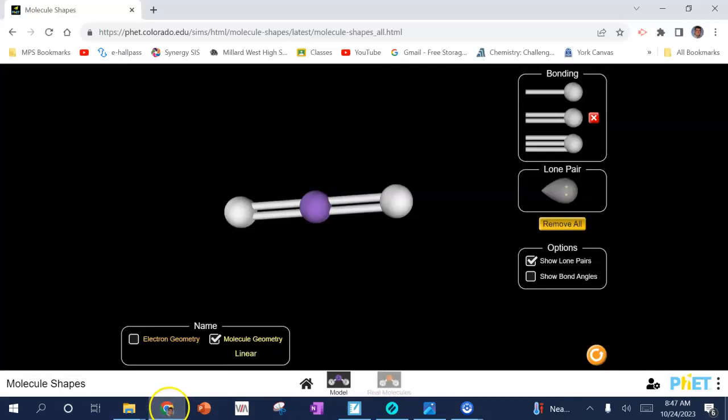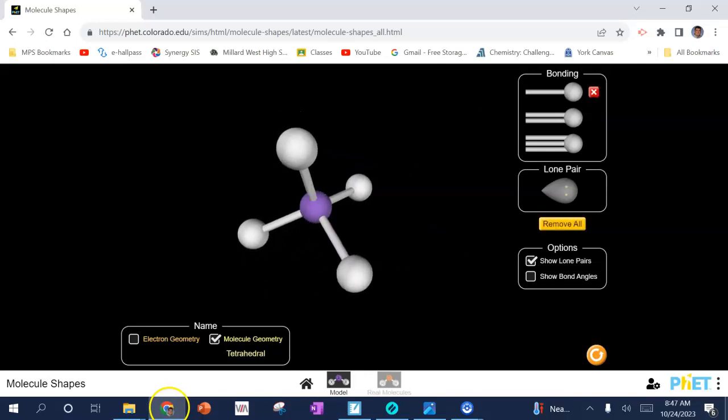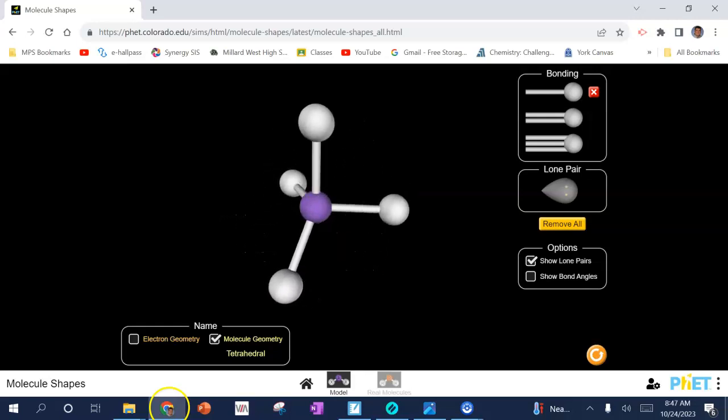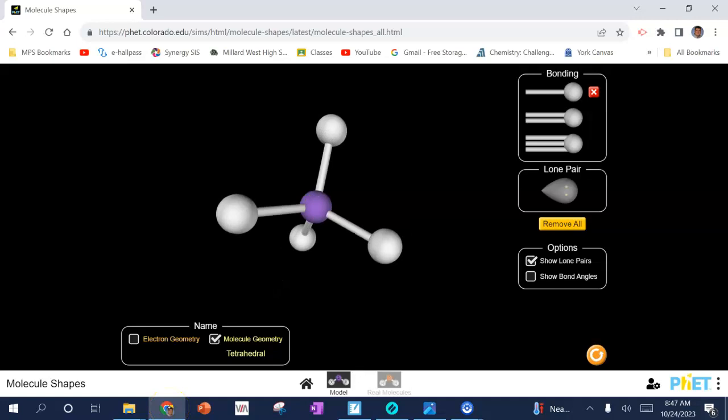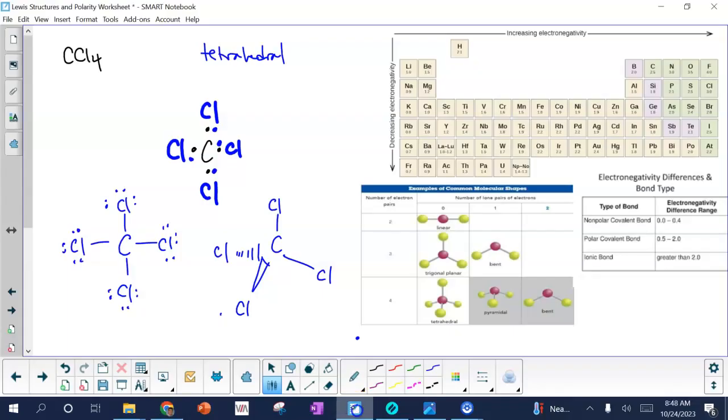I can share that with you on here. Let's remove these. Let's just put 4 on that central atom. Once again, there's that tetrahedron shape, right? Kind of like a pyramid with something sticking out of the top. That is a tetrahedron, perfectly symmetrical.